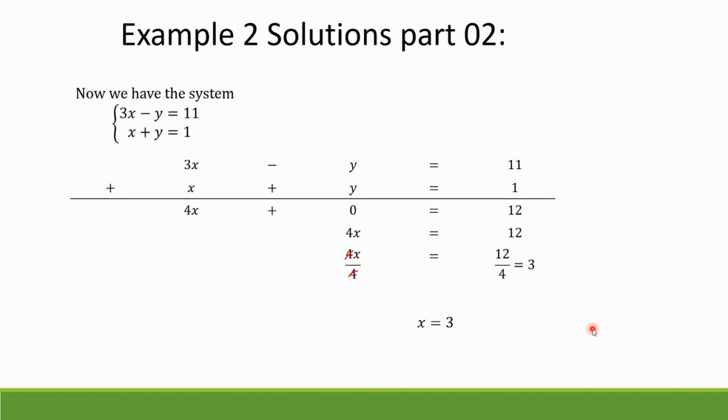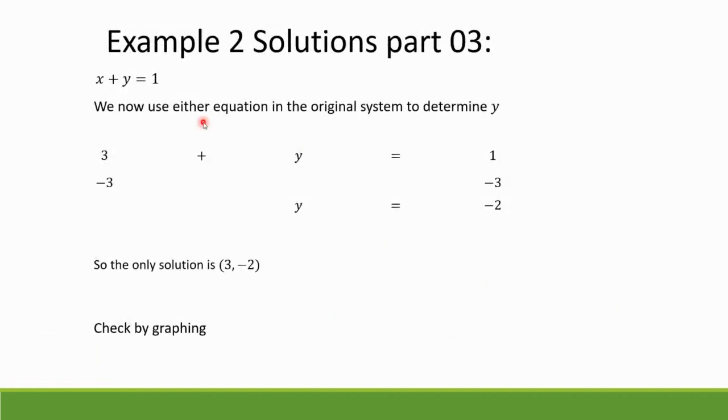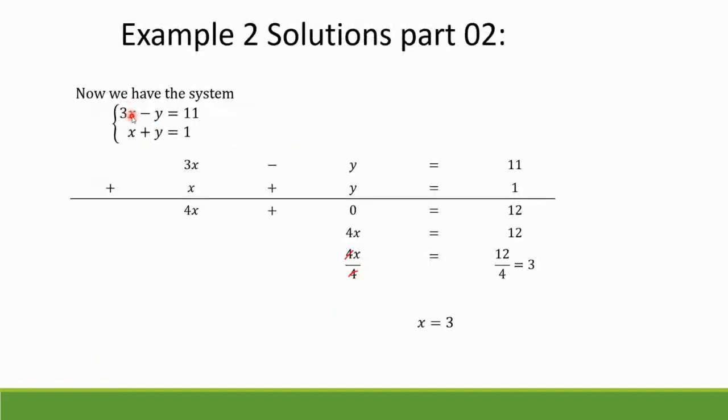And now that we know what x is, we can easily get y. You just substitute x into either one of these two equations. Personally, I did the second equation because it looks a little bit easier than the other one. 3x minus y is 11. But really, either equation, it really doesn't matter.